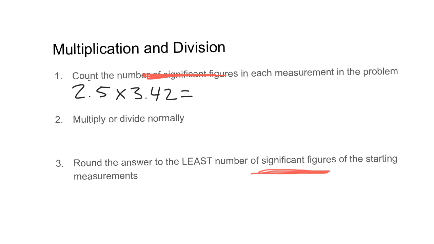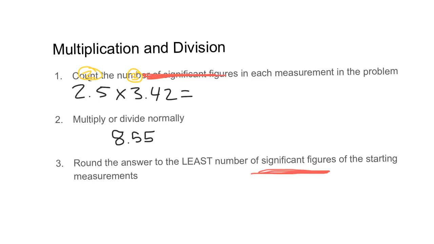Let's say this one here has 2 significant figures now. And this 3.42 has 3 because all of those are non-zero numbers. We are going to multiply and divide normally, and my calculator gives me the number of 8.55. Well, this looks pretty good because it's got the same number of digits as 3.42, so that should be okay. Well, we actually have to round this one to the least number of significant figures.